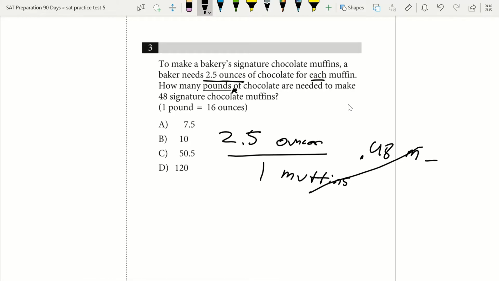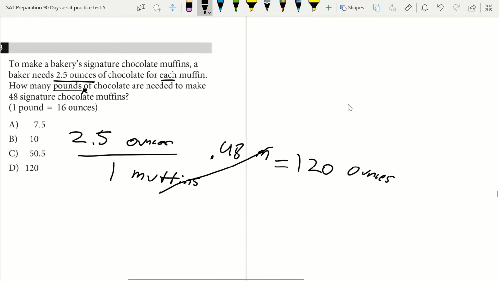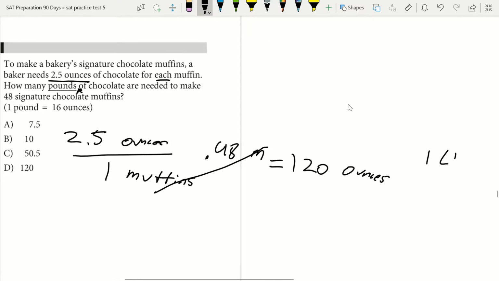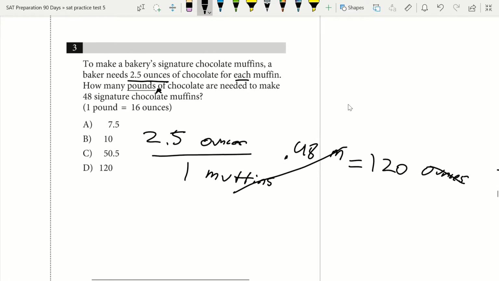My muffins will cancel, so I'll have 2.5 times 48 to give me my number of ounces. I'll plug that in my calculator real quick. 2.5 times 48 is 120 ounces, but that is not my answer because I'm asked for the number of pounds. So I have 120 ounces. At that point, I'm going to multiply by 1 pound per 16 ounces, because that tells me how many ounces are in a pound. My ounces will cancel there, so I'll have 120 divided by 16, and that'll give me my answer in pounds. I plug that into my calculator, and that gives me 7.5. So I will have 7.5 pounds. See, ounces will cancel. I'm left with my answer in pounds. So my answer there is going to be A for number 3.